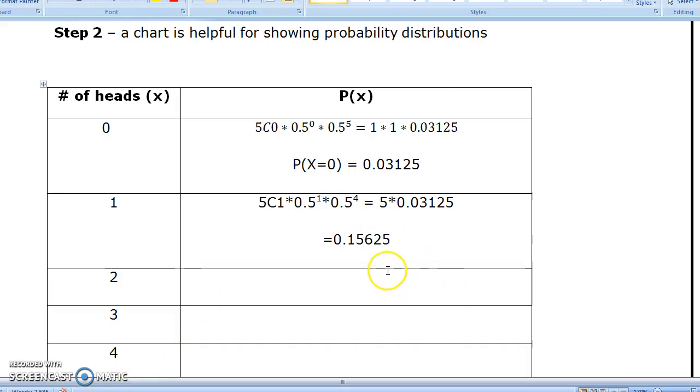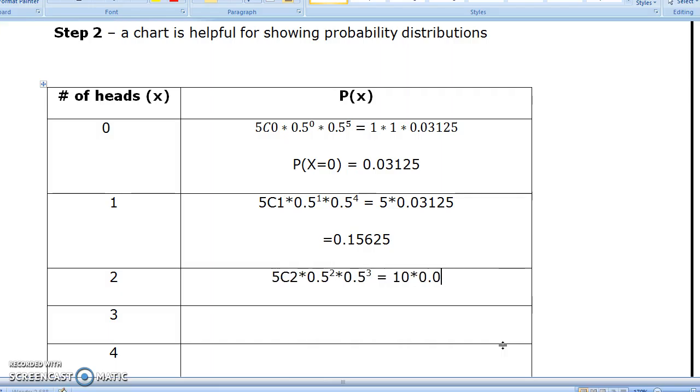Okay, when we multiply that by 5, we just end up with 0.15625. Okay, so that completes our probability of throwing 1 head, sorry. To throw 2 heads, we have 5 choose 2 times 0.5 to the 2 times 0.5 to the 3. And again, we should get the hang of it by now. 5 choose 2 is 10.